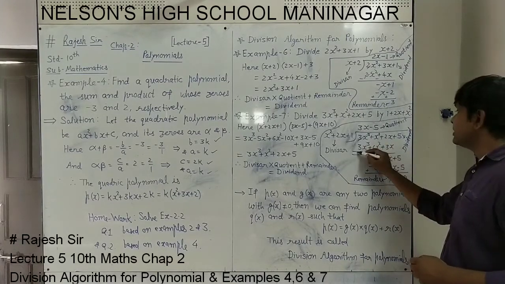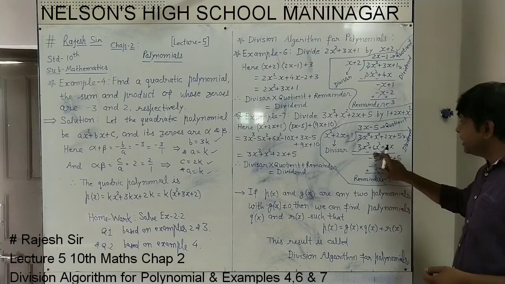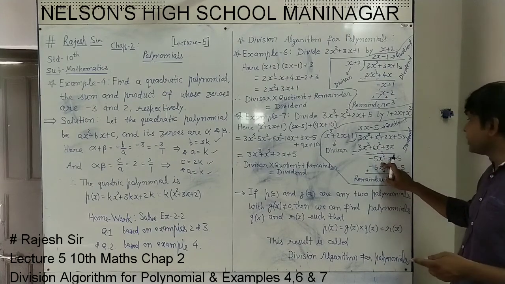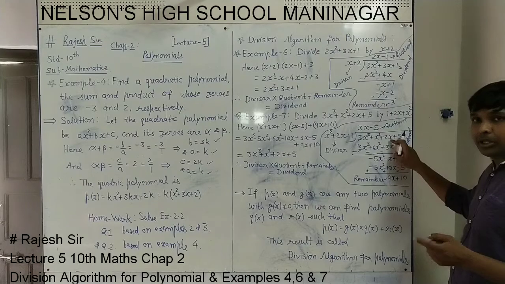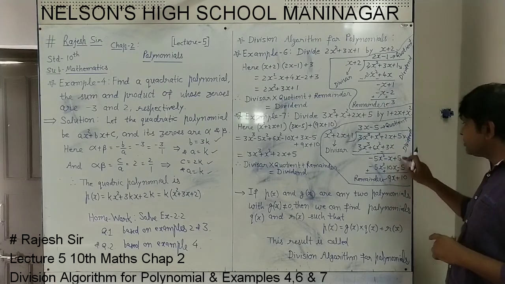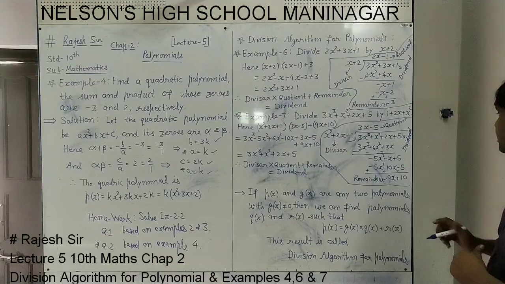Now, what will happen here? Plus 3x cube and minus 3x cube cancel. Minus 6x square and plus x square, it will be minus 5x square. Minus 3x and plus 2x, the remaining will be minus x and plus 5 as it is taken.